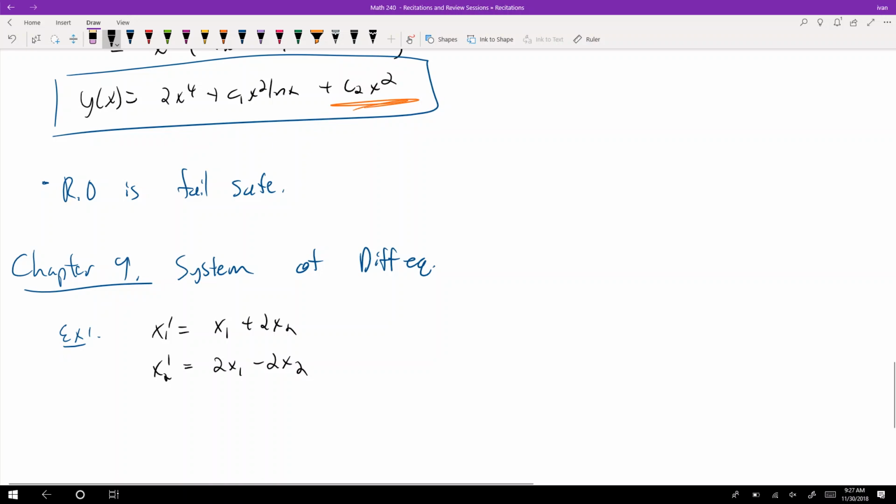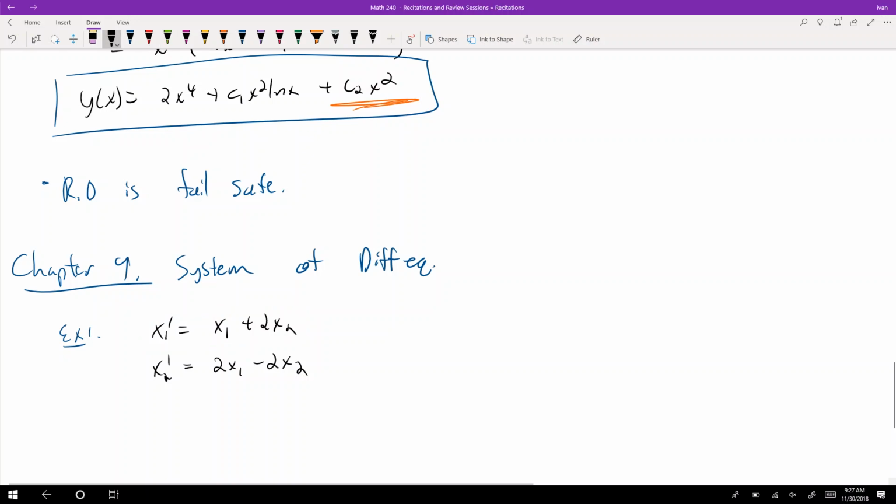You notice that this first differential equation and the second differential equation are separate differential equations, but they're related in that they're reliant both on x1 and x2. Okay, so we have a system.